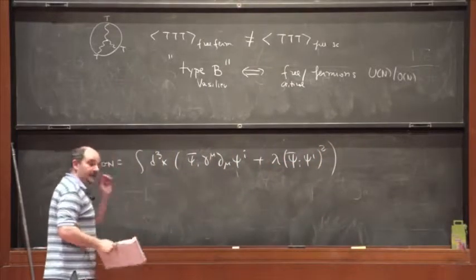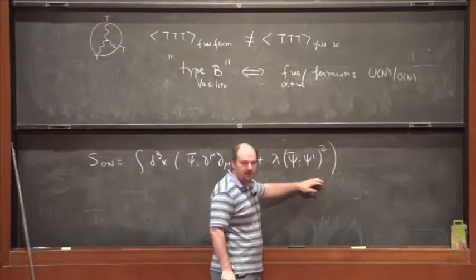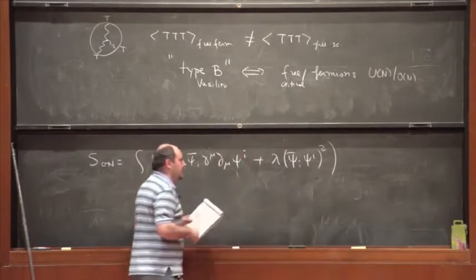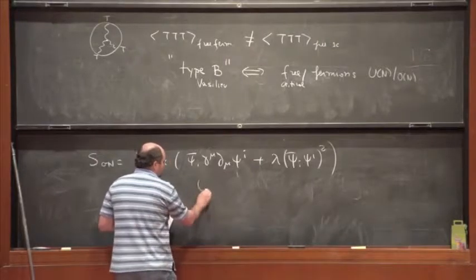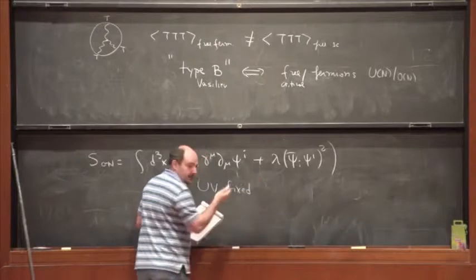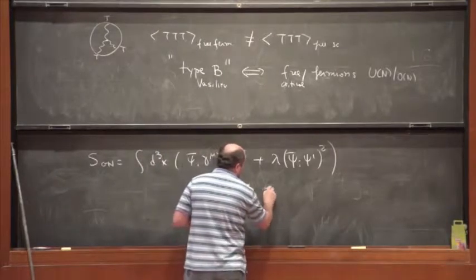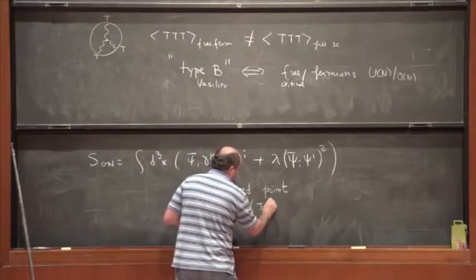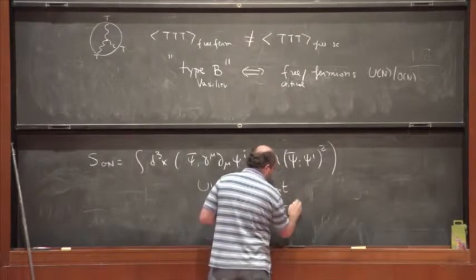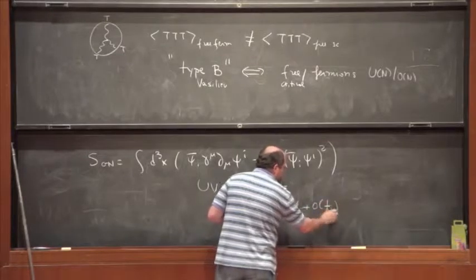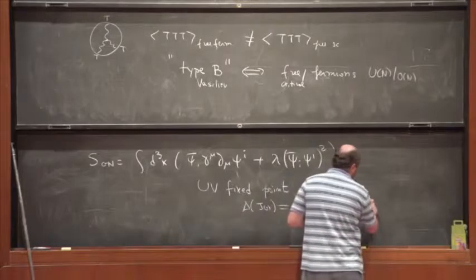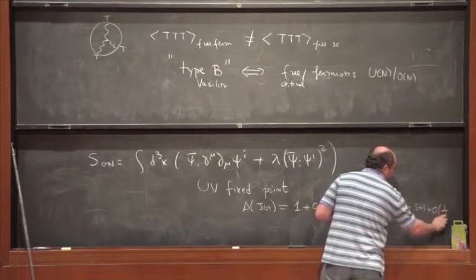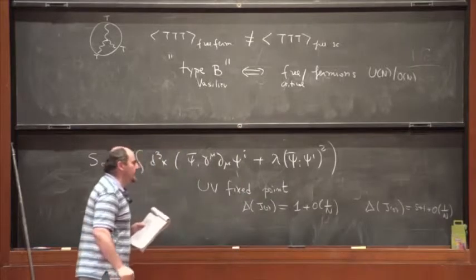Then, unlike the case of the scalar that we discussed yesterday, this quartic interaction is irrelevant in dimensions between 2 and 4. But if you analyze this theory in the large N expansion, you see that there is a UV fixed point. It's UV because it's irrelevant, so there is no IR fixed point here. There is a UV fixed point where the dimension of the scalar operator goes from 2 to 1. And the higher spin currents, as in the case of the Wilson-Fisher fixed point, are still approximately conserved. So the dimension is s plus 1 plus 1 over N corrections.